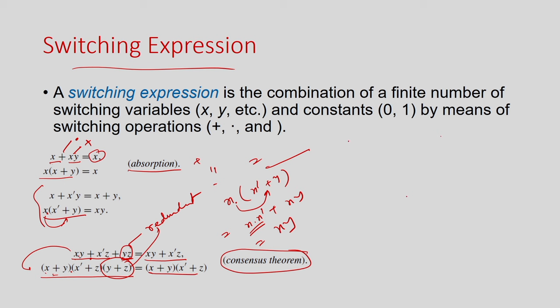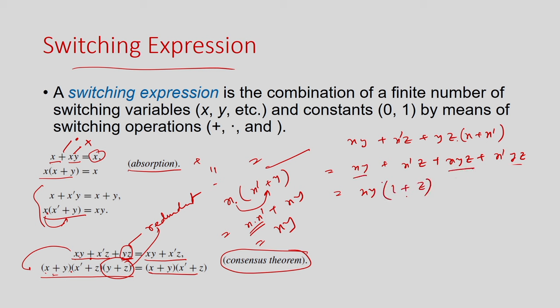If I take x y plus x bar z plus y z, I can make a 1 here, which is basically x plus x bar, and x plus x bar is always 1. Then I multiply this out: x y plus x bar z plus x y z plus x bar y z. Here I use commutativity, so it is y z x. Now I take x y from this and this, so this is 1 plus z, and I can simplify. Then I take x bar z from these two, so it is 1 plus y. Since 1 plus something is always 1, this is basically x y plus x bar z, which is the first two terms. In this way, I can prove the other one as well.